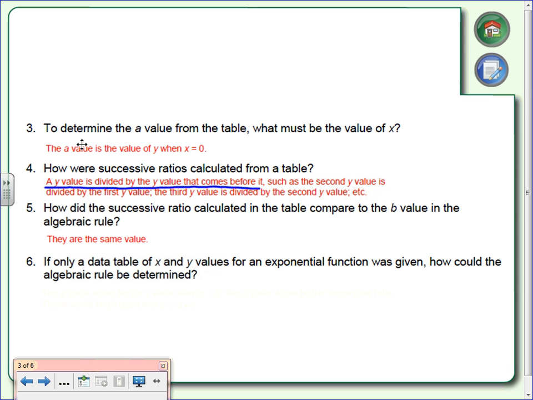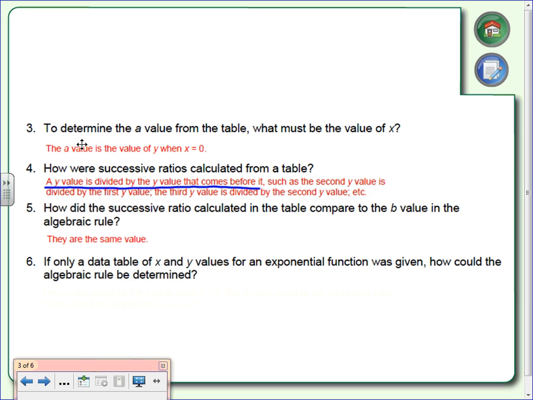Okay, number 6. If only a table of x and y values from an exponential function was given, how could the algebraic rule be determined? In other words, if I didn't give you the equation, all I gave you was a table. That's it. Could we come up with the algebraic rule? Yes, we could. What are the two things we need in order for that rule? We need to know what the a is, and we also need to know what the b is.